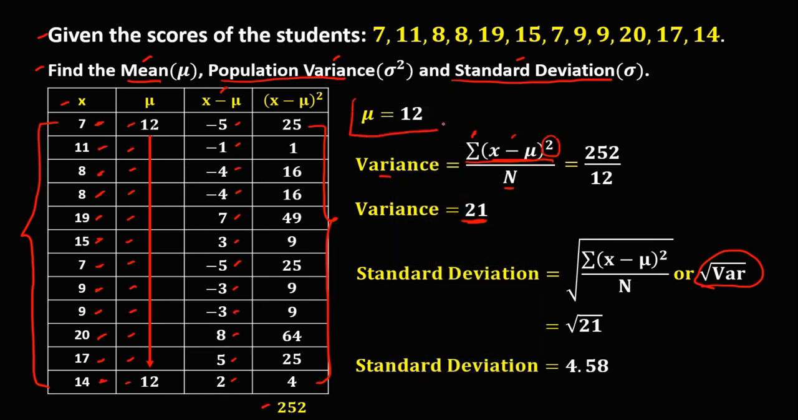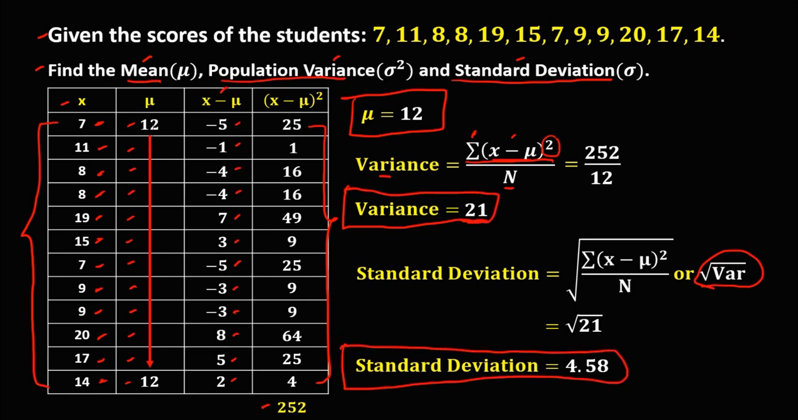So this is now the mean, that's 12. The variance is 21 and the standard deviation is 4.58.